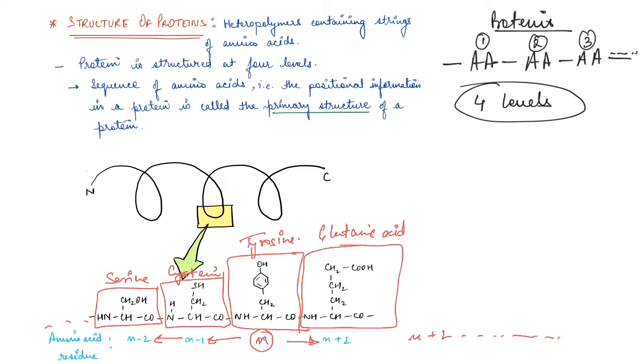So this is nothing but the primary structure. This structure that you see here is the primary structure of protein. So you imagine that the primary structure is nothing but a line, a simple line, right?